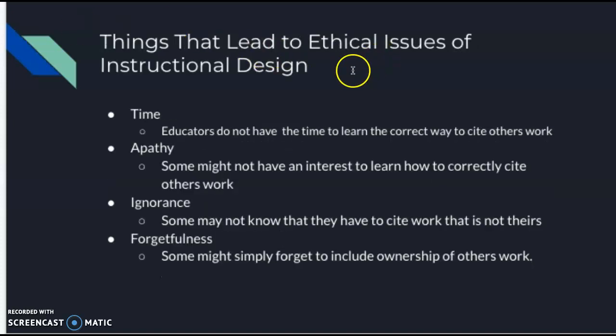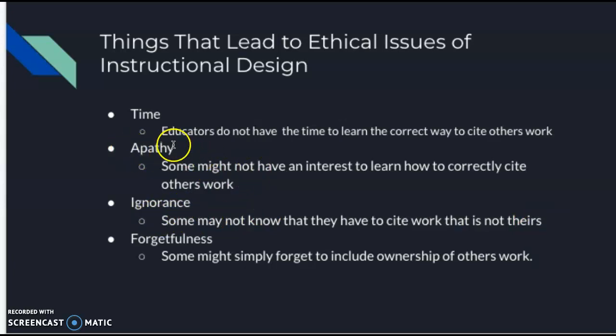Now, things that lead to ethical issues in instructional design. This can be time, apathy, ignorance, or just forgetfulness. Time is of the essence with educators. Educators do not have the time, especially these days, to learn the correct way to cite others' work. So this kind of might fall under the same guidelines as ignorance. They don't have the time to create something, so they use other people's work, and then they might not know that they have to cite the work if it's not theirs.